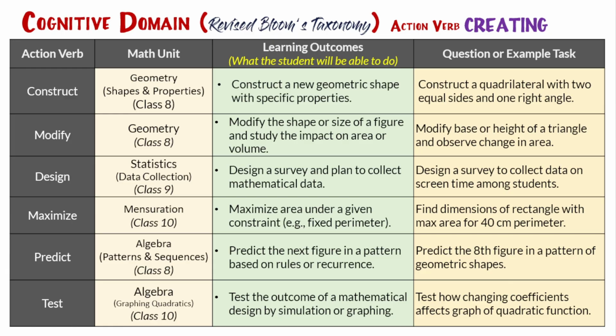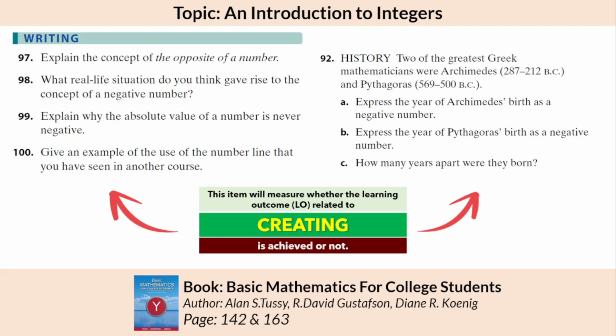Suppose I am going to teach geometry for class 8 students. Here I can choose the learning outcome as: the student will be able to modify the shape or size of a figure and study the impact on an area or volume. Here the example task I can give students is: modify base or height of a triangle and observe change in area. Now pause the video and try to understand how to write learning outcomes related to creating. These are some of the problems from the exercise of an introduction to integers. These items will measure whether the learning outcome related to creating is achieved or not.